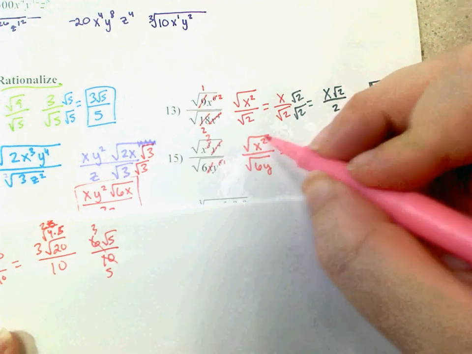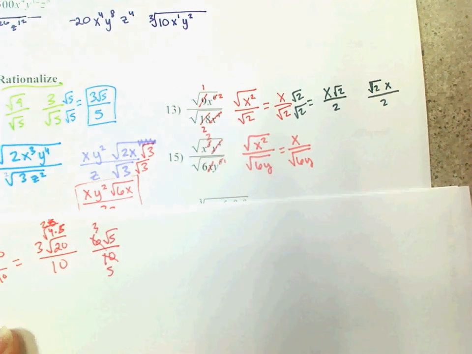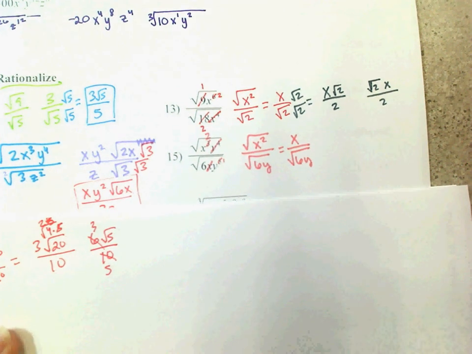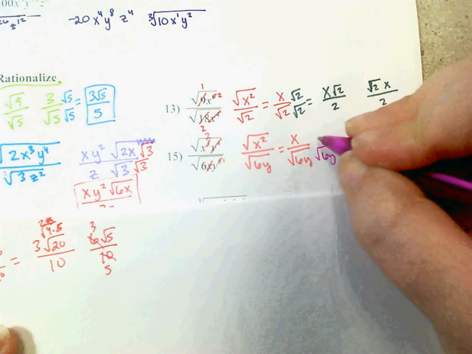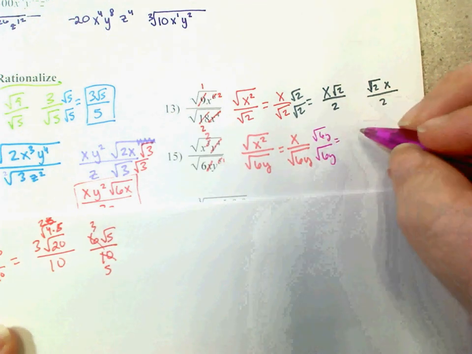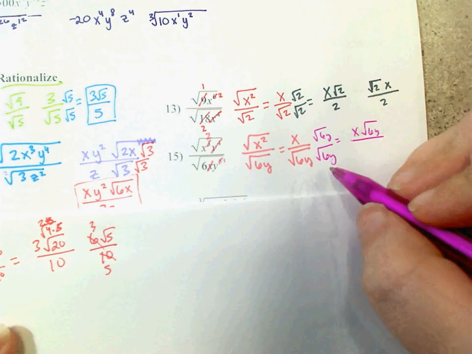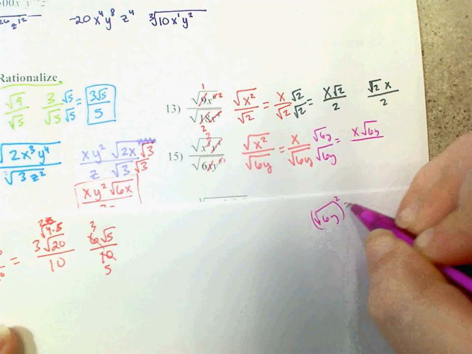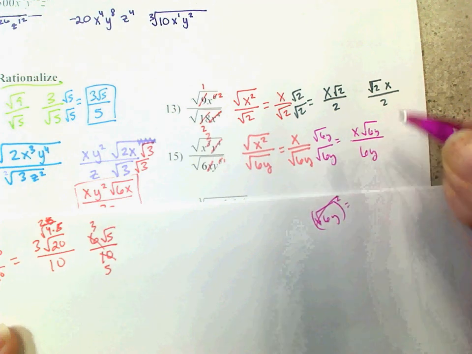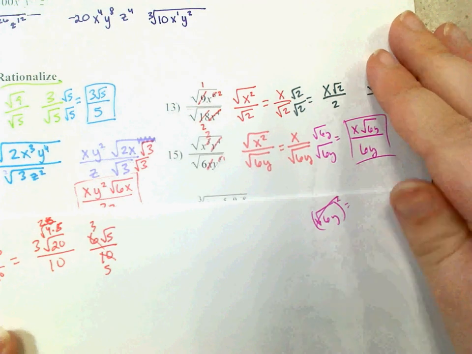And then I need to multiply to rationalize, so I'm going to multiply by the square root of 6y. And that is x square root of 6y divided by the square root of 6y times the square root of 6y, which is the square root of 6y squared, which is just 6y. And so there's my answer. Number 16.